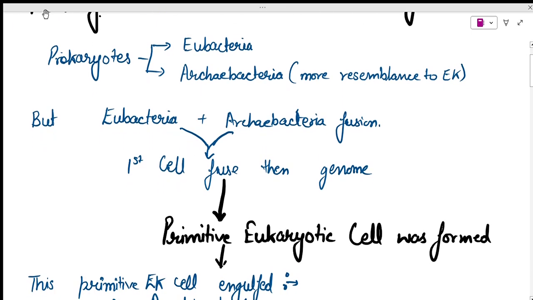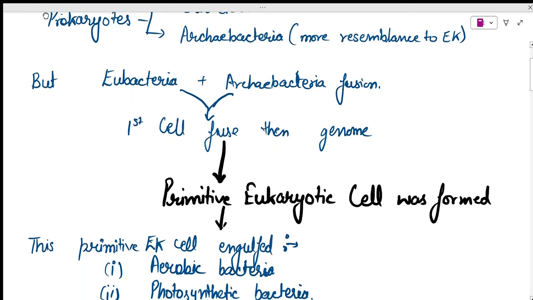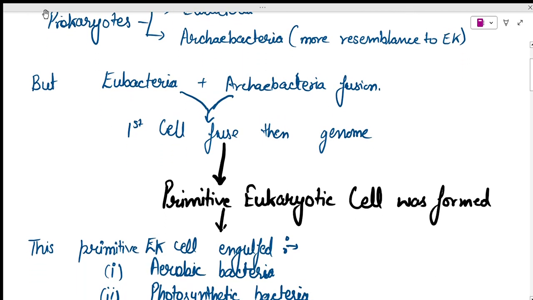So these prokaryotes were basically of two types: eubacteria, which are true bacteria, and archaebacteria. These are those bacteria which live in some harsh conditions. But these archaebacteria are those that resemble eukaryotes more. But the theory we basically read in books is that eubacteria and archaebacteria fused together and formed the first primitive eukaryotic cell.